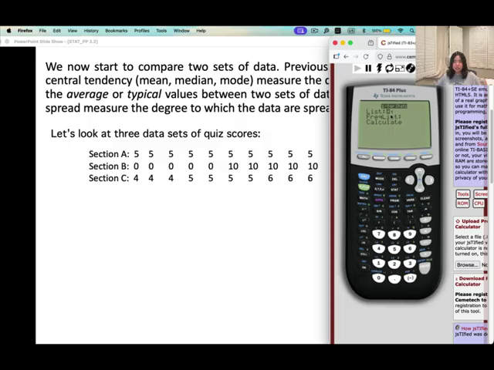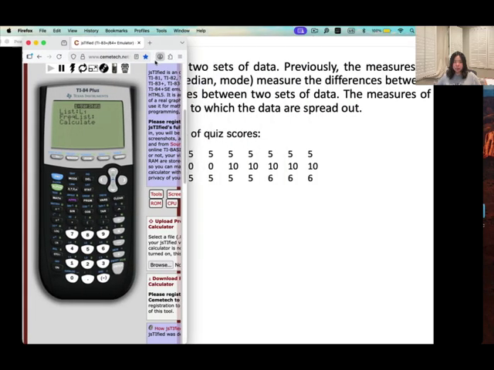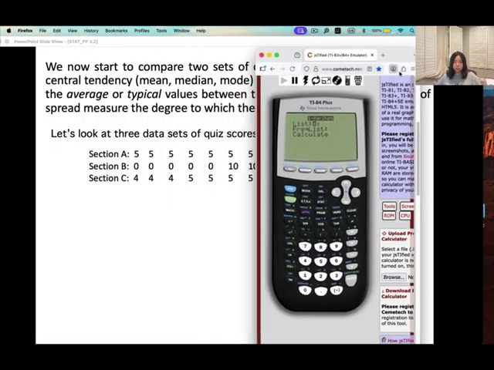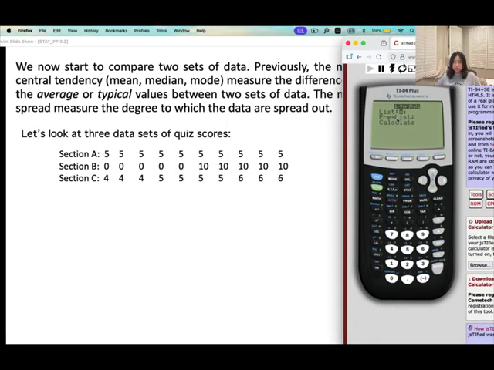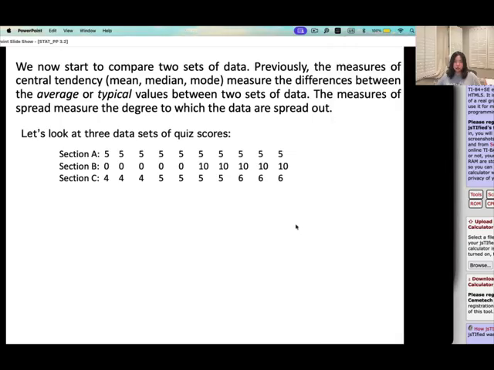Now let's find the mean and the median for session A first. My session A is on L1. Enter. The frequency list, there's nothing here. Enter and then calculate. You can see the mean is equal to 5. Scroll down, the median is also equal to 5. So let me write it down here. For session A, the mean is equal to 5, and the median is also equal to 5.